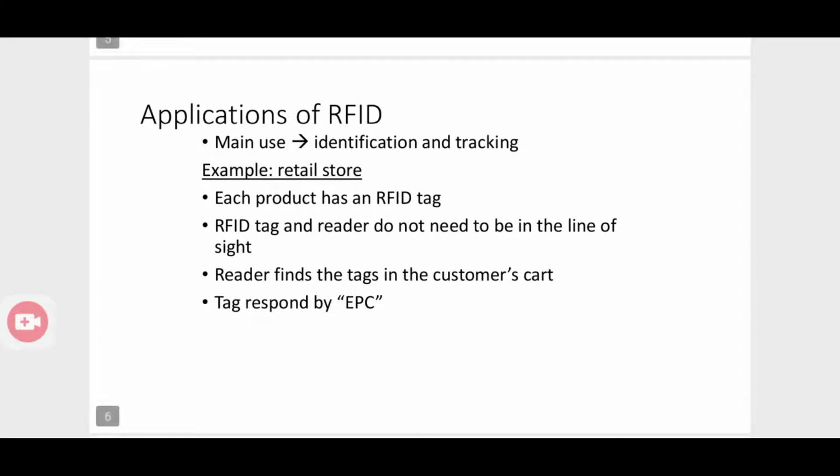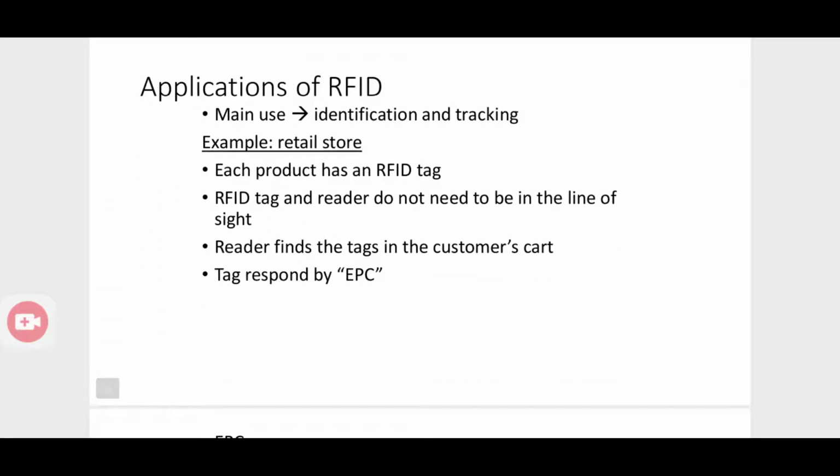Then what are the applications of RFID? Where are we using this RFID? The main purpose is already said: it is used for automatic identification and tracking. We can use it in a retail store, where each product has an RFID tag, and the RFID tag and the reader do not need to be in the line of sight.